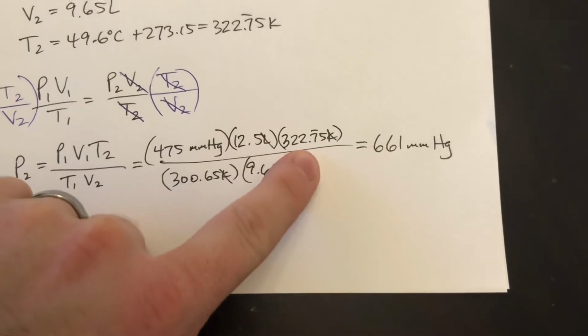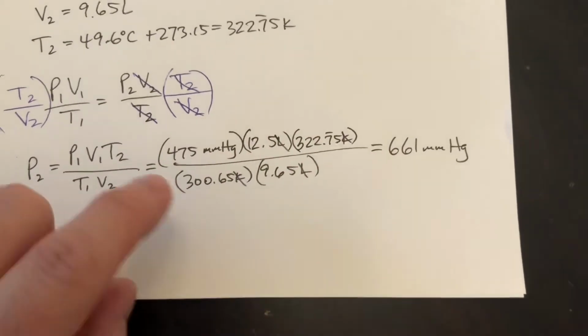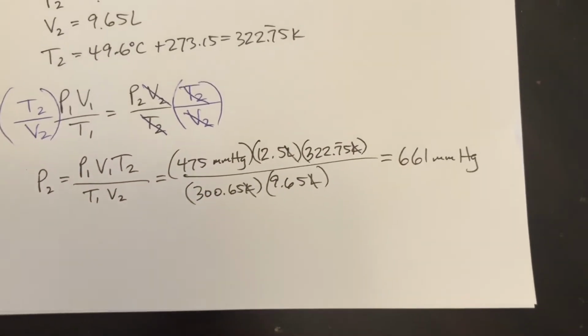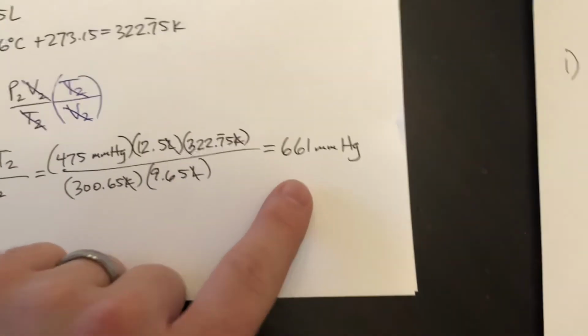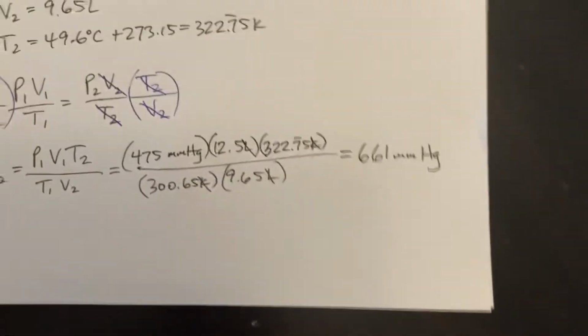Then times 322.75, hit equals. Divided by 300.65, hit equals. Divided by 9.65, hit equals. And hopefully you get 661, assuming I did it right.